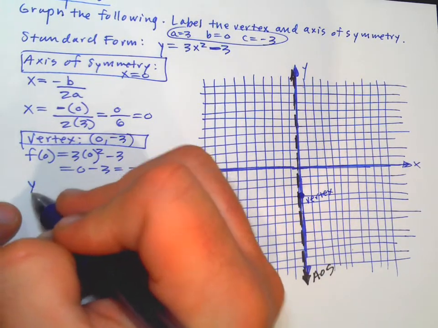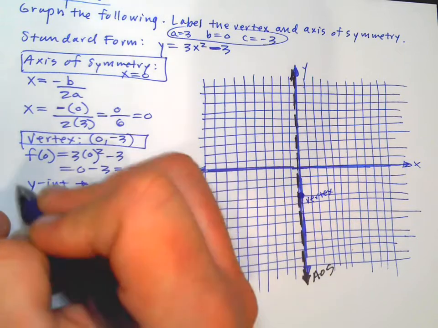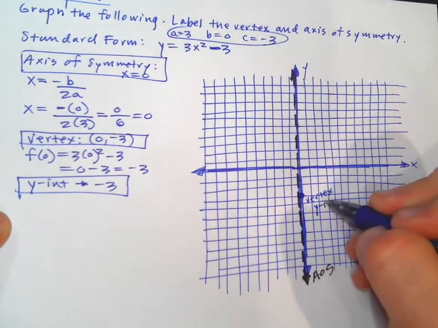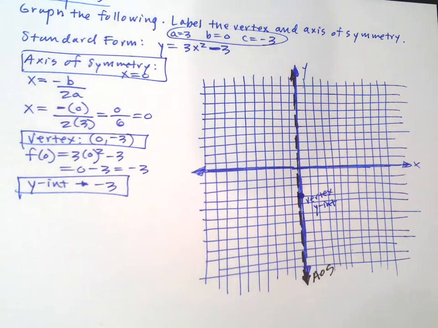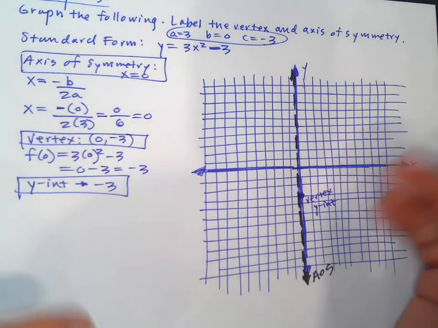Next, we usually do the y-intercept. The y-intercept is easy. It is negative 3 because that's what the c value is, which happens to be right on top of the vertex. That's possible. Most of the time, the vertex is not the y-intercept, but the y-intercept is usually another easy point to make our graphs quick, but it's not. It's the same point. So we need another point.